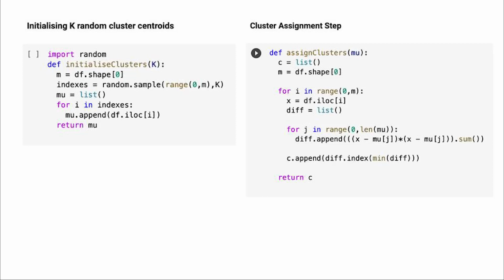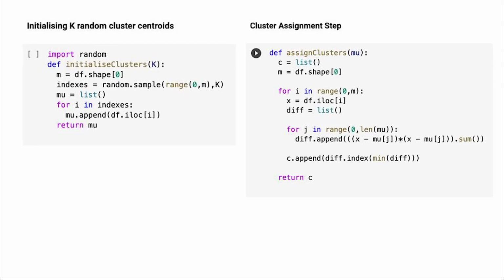You get the number of training examples and you go through every single training example. You get that training example x equals df.iloc[i]. So you access the row; this is how you access a row in a data frame, and this is your first example, i equals 0. You access that training example and you create a new list named diff. It will collect the distances between this training example and all the clusters. In the next loop, for j in range 0 to length of mu, you go through every single cluster centroid, collect the distance, and save it in this list.